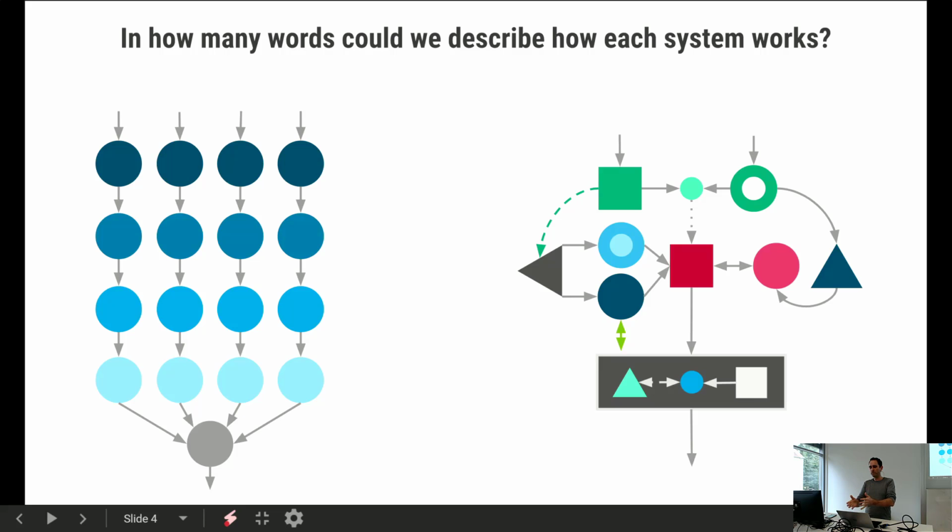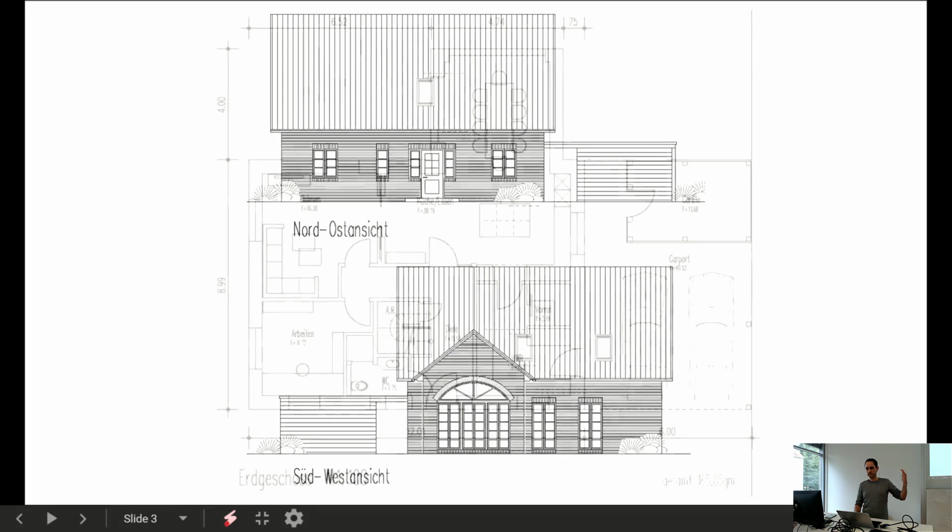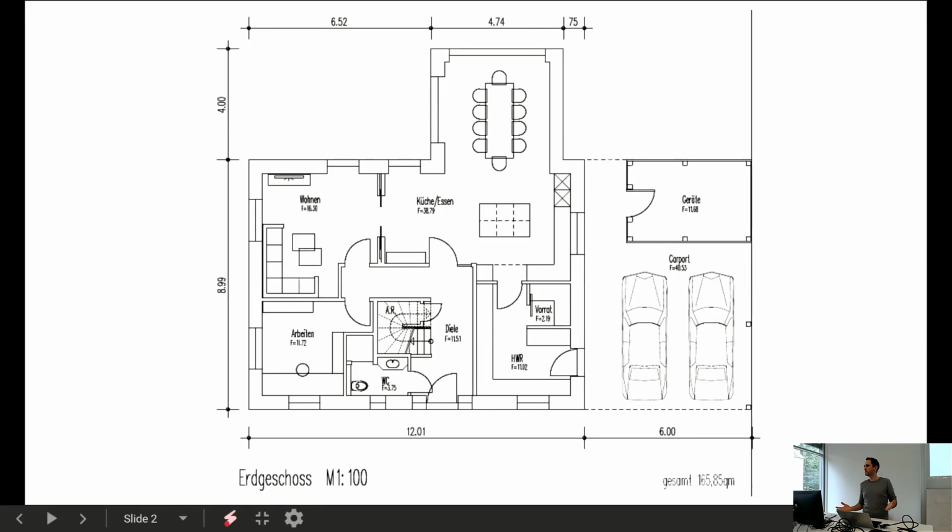So how would you describe how this system on the right works? It's going to take a lot more sentences than the one on the left. So just think about how you would convey this information to someone else. And this is basically true about a house that we're going to build. If we wanted to describe verbally where all the walls sit and how large they are, first of all, it's very hard to do verbally. Second of all, it's very hard to understand for someone who tries to understand it.